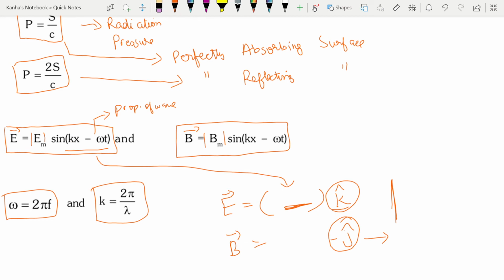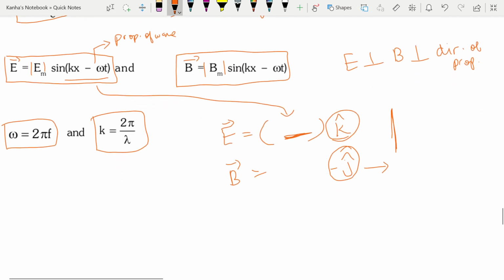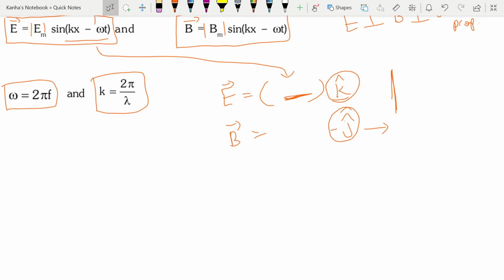You might get in the paper this to be y or this to be z as well. So you should take a note of these and remember that my electrical field is always perpendicular to magnetic field, and it is perpendicular to my direction of propagation. This often troubles students.